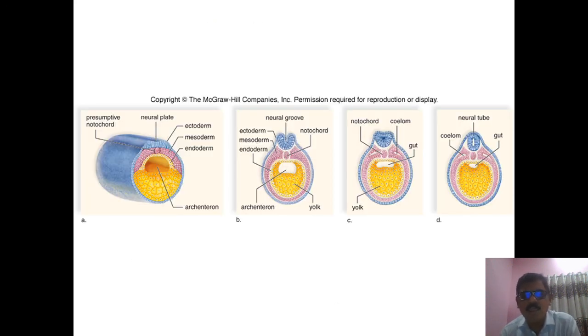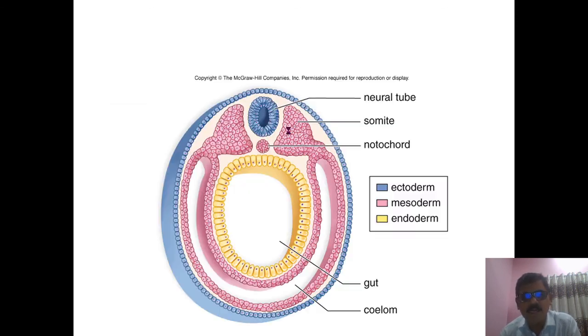Later on, there is neurulation, and the neural tube will form and the nervous system will develop. These cells are the endodermal cells, forming the gut. These pink colored cells are the mesodermal cells, forming the notochord, and the neural tube or nervous system is formed by the outer layer of cells, the ectodermal cells.